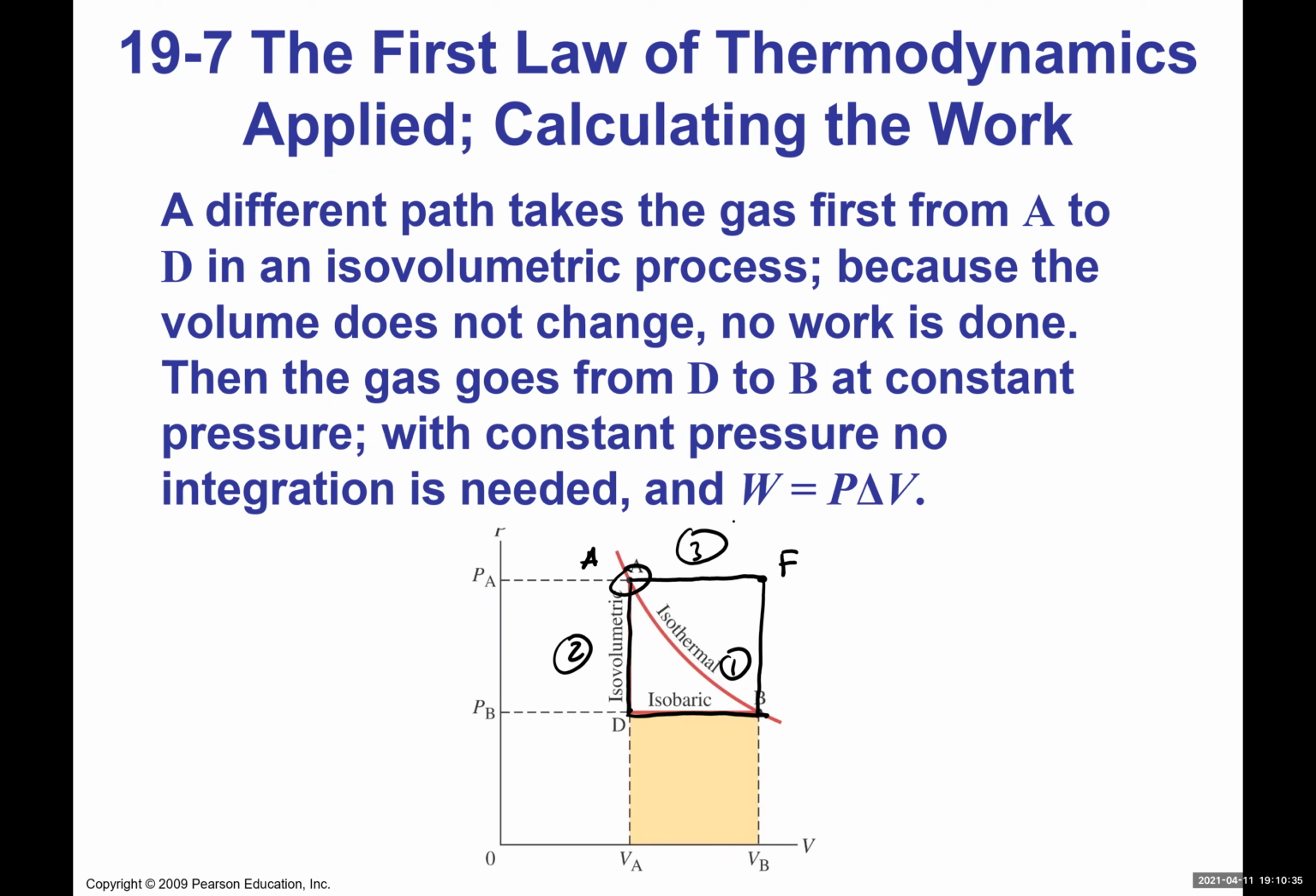So path 1, isothermal from A to B. Path 2 is isovolumetric from A to D, then isobaric from D to B. Or path 3, which is isobaric from A to F, and then isovolumetric from F to B. Okay, now, what are the differences? Seems like the end result is the same. Yes, the end result is the same.